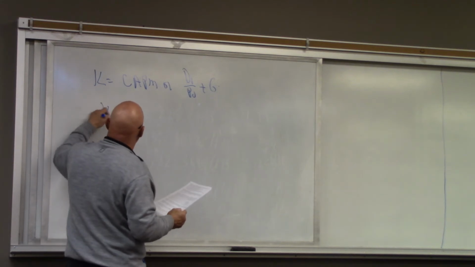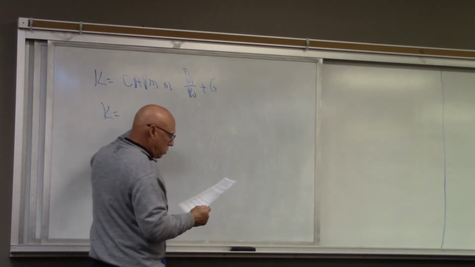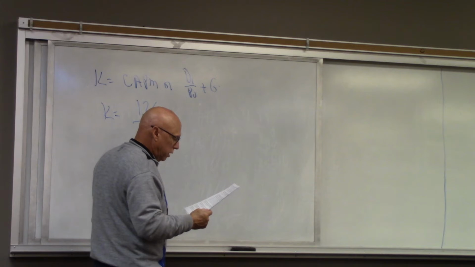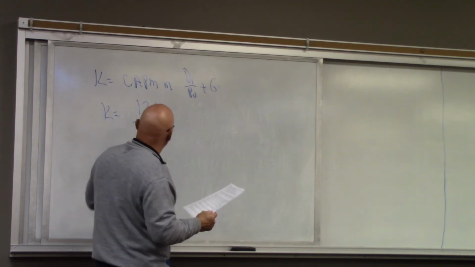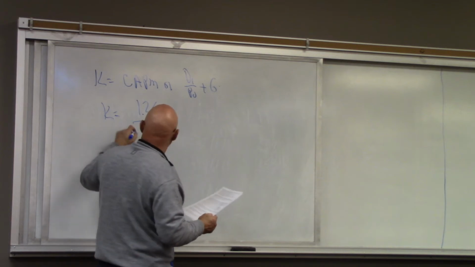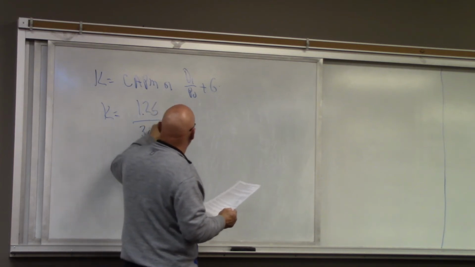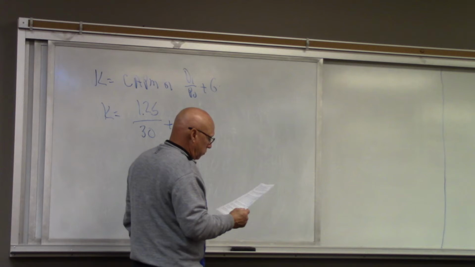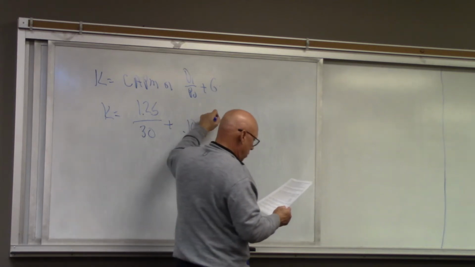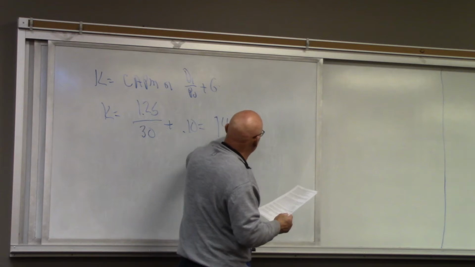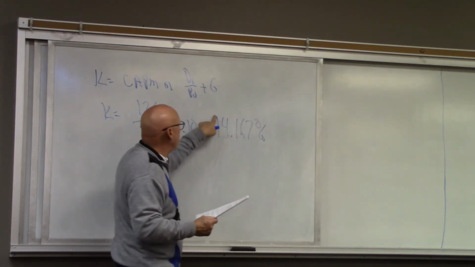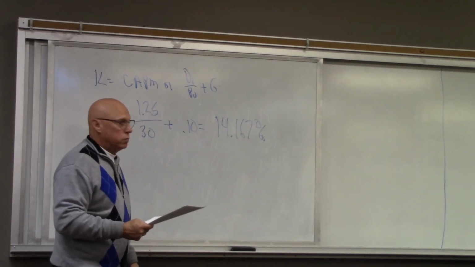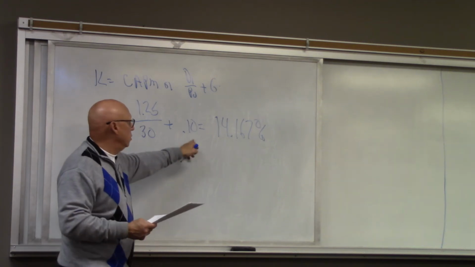So K is equal to $1.25. That's D1, it says. Next year, they expect to pay. That's the next one. And $1.25 divided by 30 plus 0.1. And that is 14.167%. 0.14167 times 100. Right? D1 over P0 plus g.